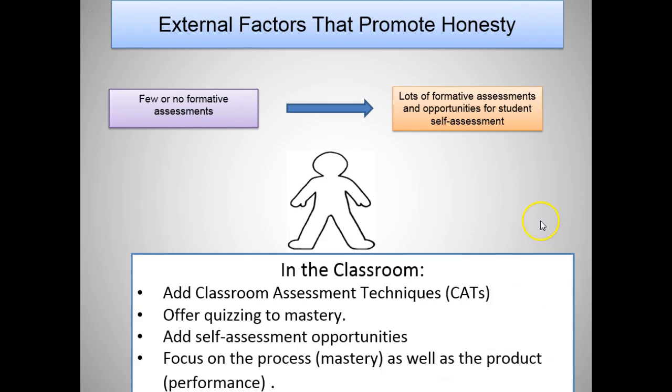So what can we do? We can add classroom assessment techniques, CATs. And if you've never heard of CATs, email me or do a Google search for classroom assessment techniques. You can offer quizzes to mastery, which I've already mentioned. You can offer self-assessment opportunities of all kinds. And you can just in general focus more on the process of mastery as well as the product, right, performance. Because I'm not saying we don't care that students can perform on exams. I mean, that does matter. But I have found that many of us focus exclusively or mainly on that and not nearly as much on mastery.